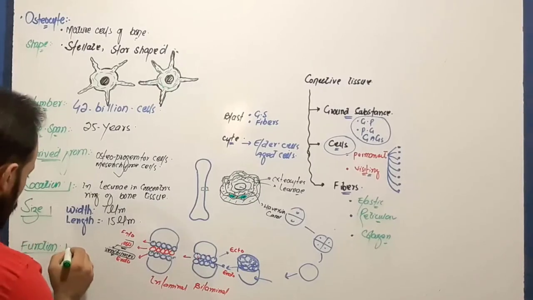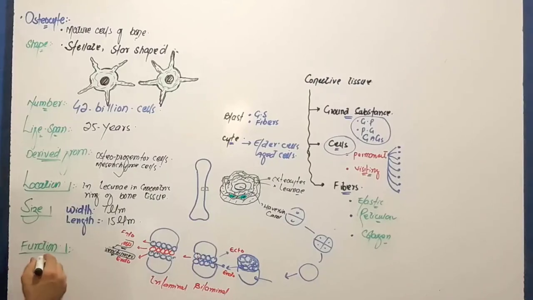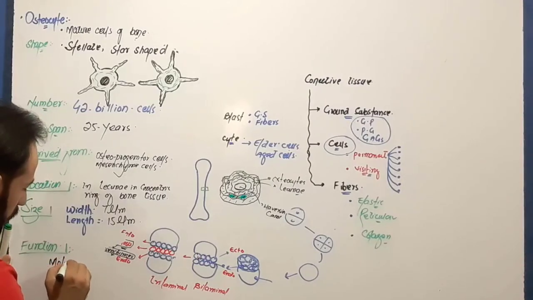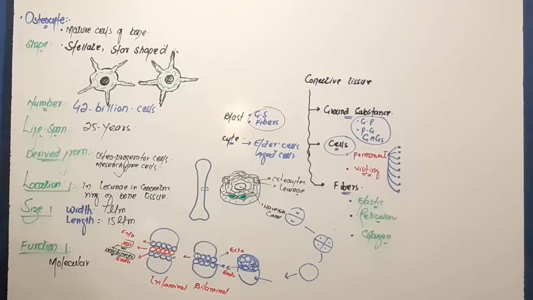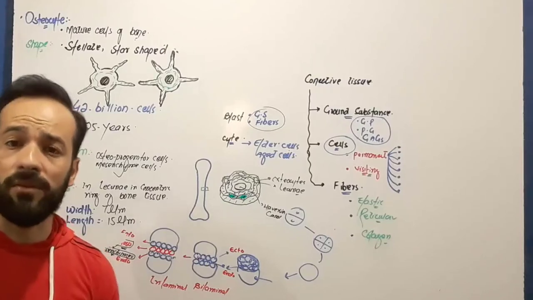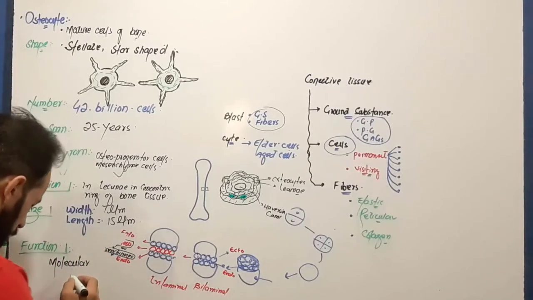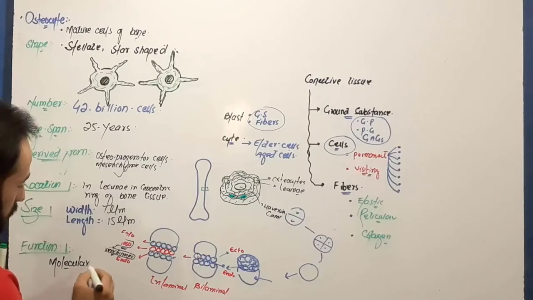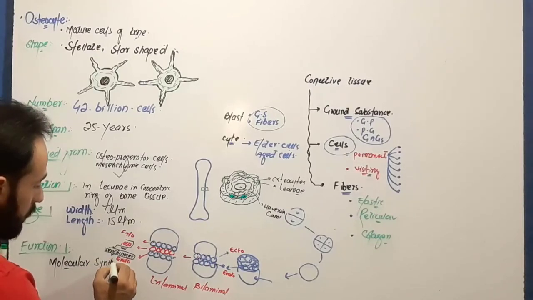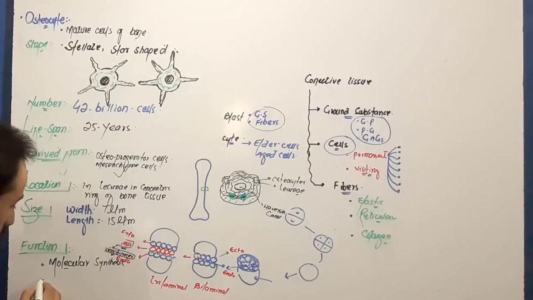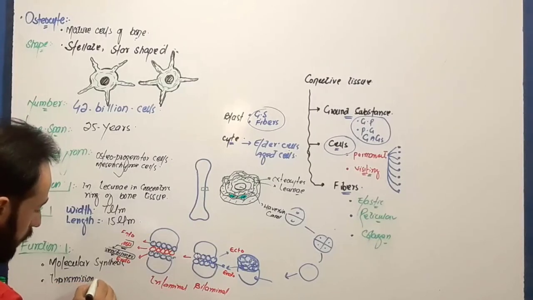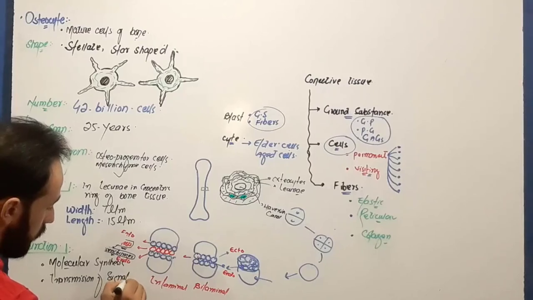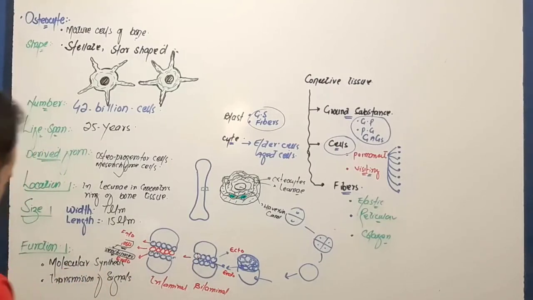Then the last thing about these cells, what is their function? Look carefully. Their important function is to synthesize certain molecules, not the bone mass. Friends, they don't synthesize these ground substances and these fibers. They synthesize only special types of molecules. So I will write their function is certain molecular synthesis and then transmission of signals, right? Their important function is transmission of signals. Now look carefully, I will explain this function.